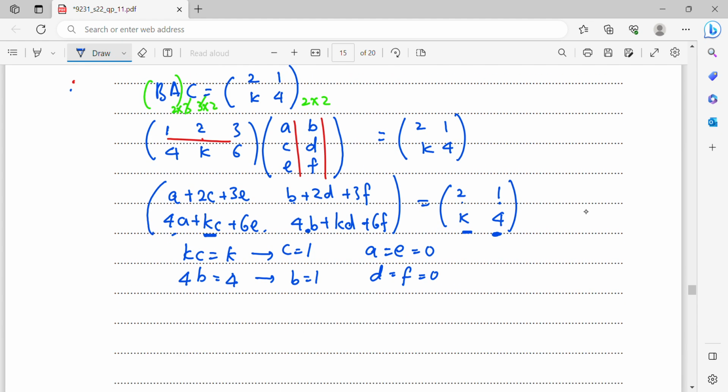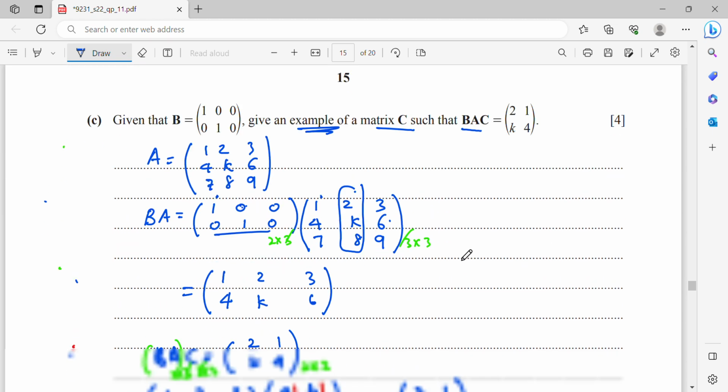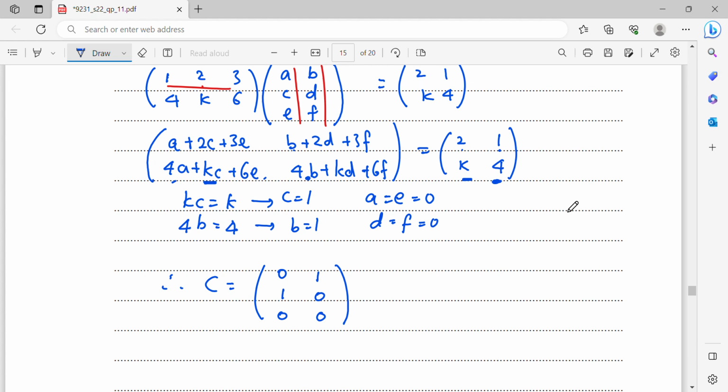Right? That's why my C can be, now I rewrite, my A is 0, my B is 1, C is 1, D is 0, E and F also 0. So that's why the question says, give an example of the C. So you can let it be any values as long as it satisfies all these 4 equations. So this is one of the matrices C.